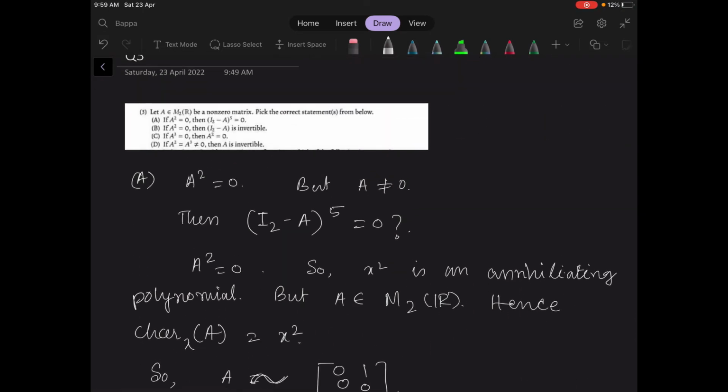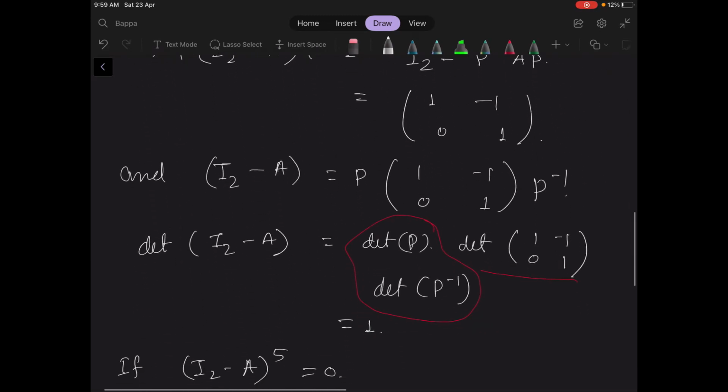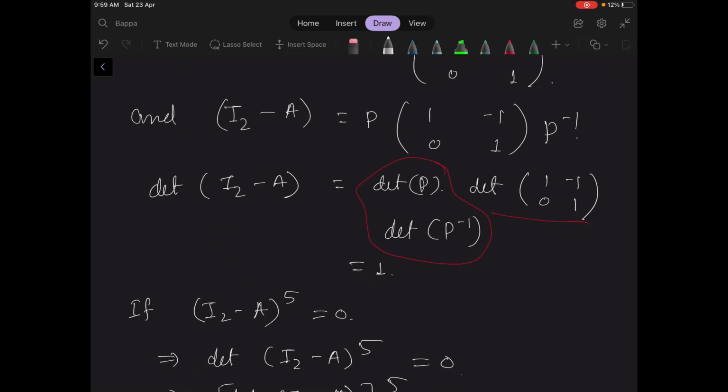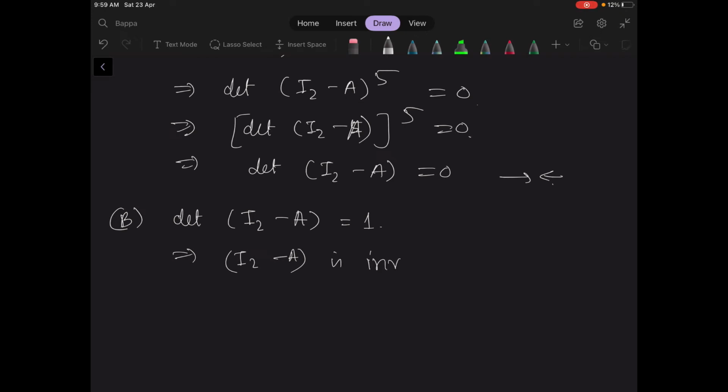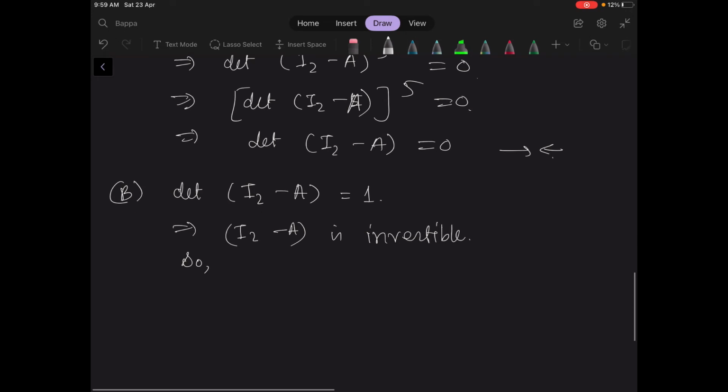Now option B says that if A square equal to 0, then I2 minus A is invertible. We have shown that the determinant of I2 minus A is equal to 1, hence option B is correct, because the determinant being 1 implies that I2 minus A is invertible. So option B is correct.